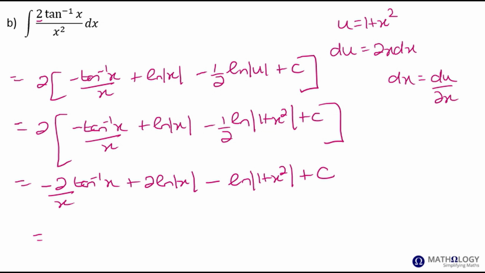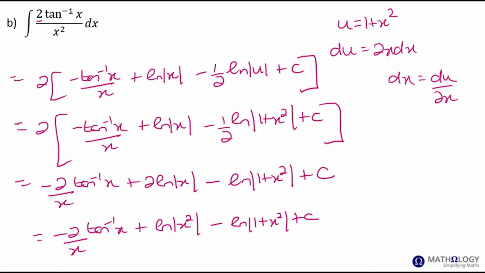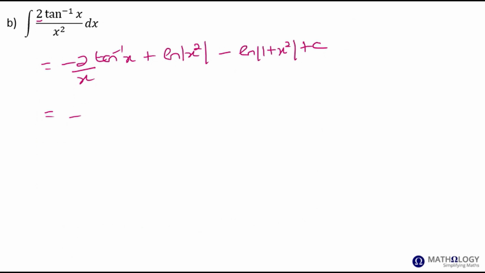We're going to clean this up because we've got two logarithms here. Minus 2 over x 10 to the minus 1 x plus ln x squared minus ln(1 plus x squared) plus c equals minus 2 over x 10 to the minus 1 x. We have two logarithms here, so we're going to combine them.